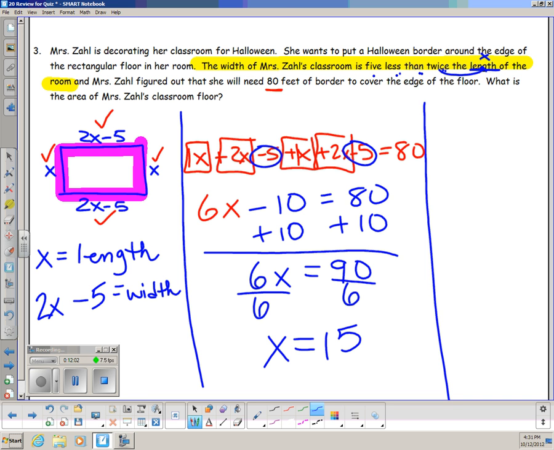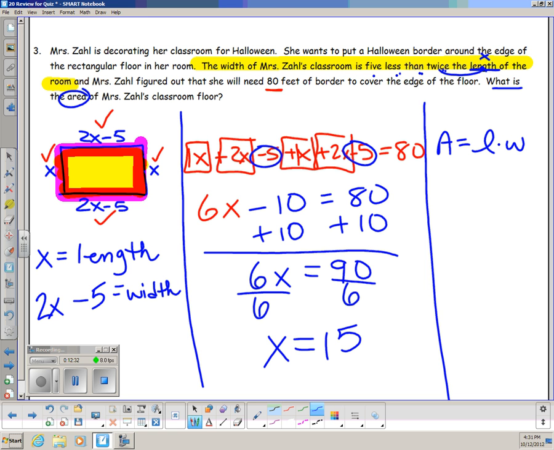Again, we solved, but we didn't answer the question. That's what the third column is reserved for. The question is, what is the area of Mrs. Zoll's classroom floor? In other words, if I want to fill up the classroom floor, how many squares would I need? So I want to fill up this floor right here. How many squares would I need to fill it up? And the formula for area is length times width. So I need to get both the length and the width.